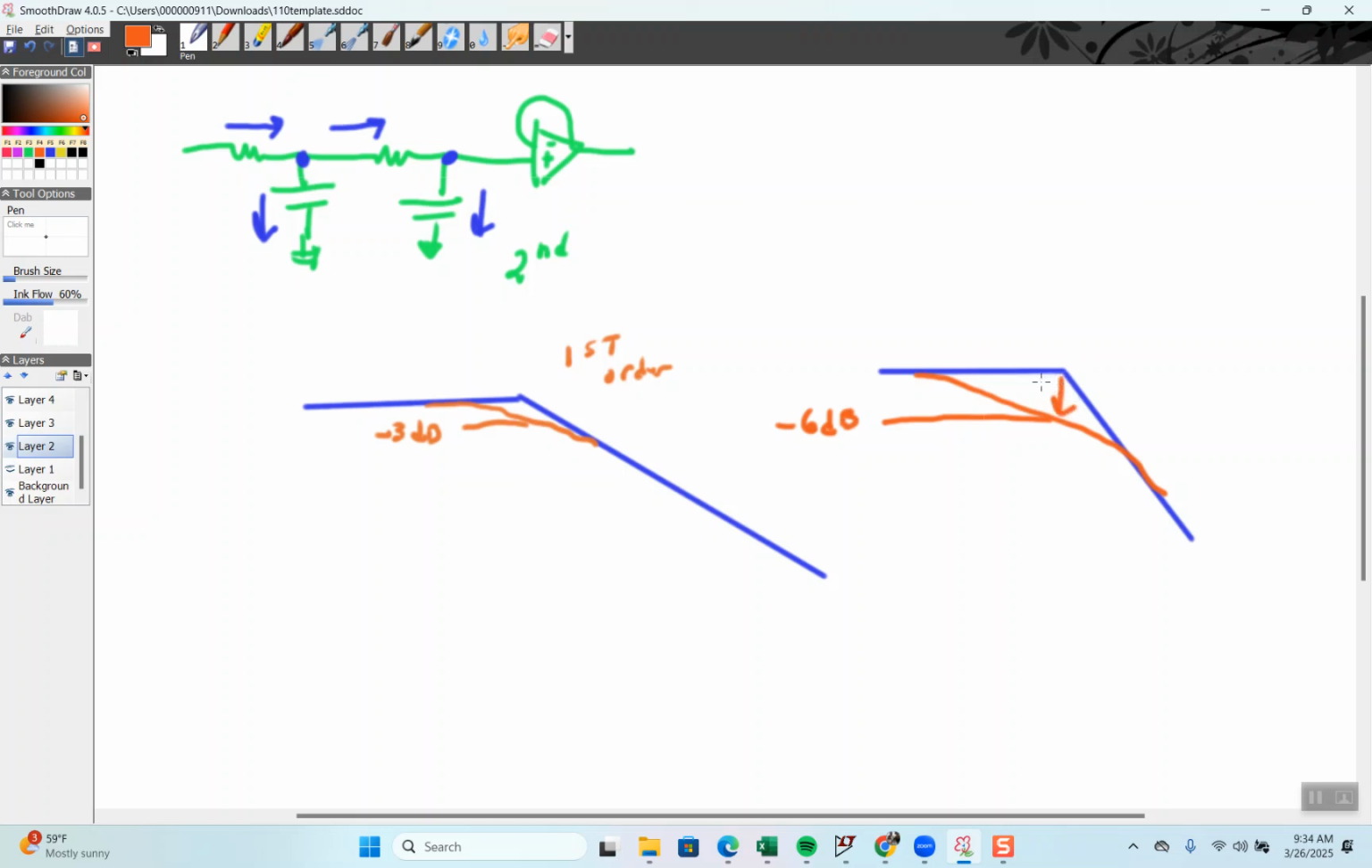But now it has 6 dB. A third order filter would be minus 9. And it just makes it really, so yeah, over here, it's still minus 40 dB, but you really want the bandwidth to be flat as close as you can to the cutoff frequency.